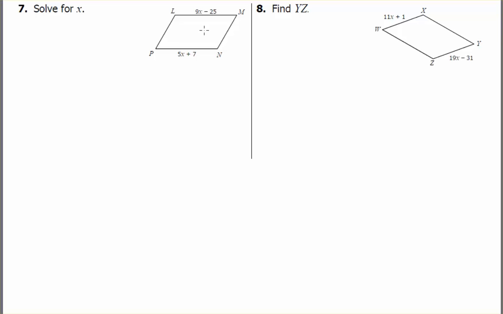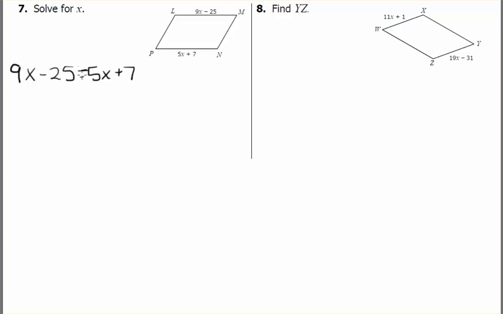So we have side LM and side PN. So the sides are opposite from each other, and the property for parallelograms is that opposite sides are equal. So since these two sides are equal, we're going to set these two expressions equal to each other. So I'm going to say 9x minus 25 equals 5x plus 7. And then we're going to solve for x algebraically.